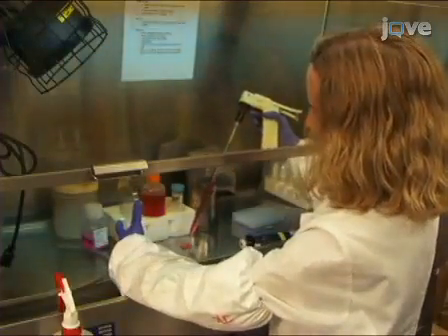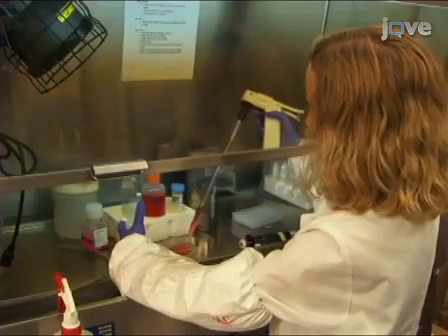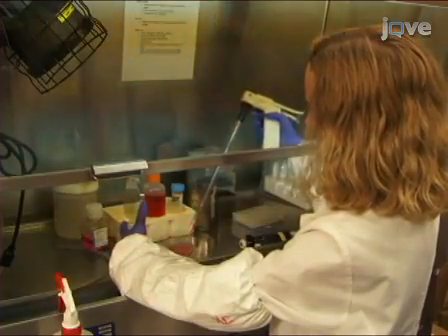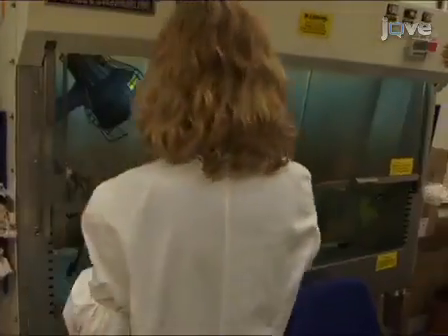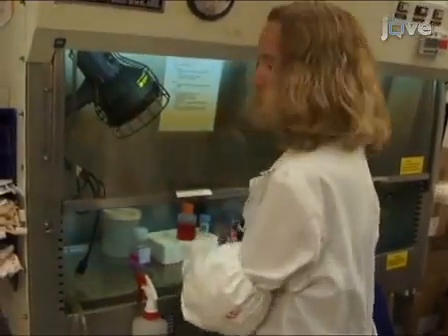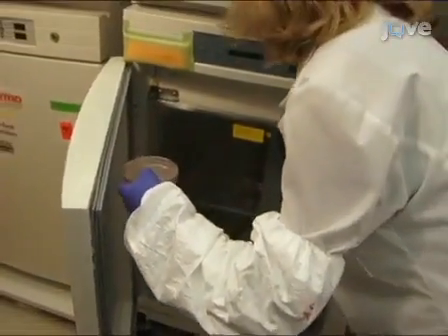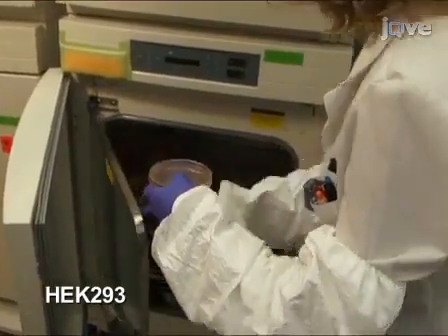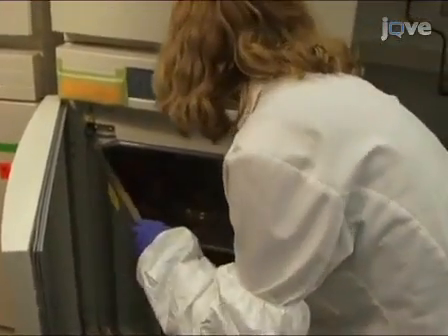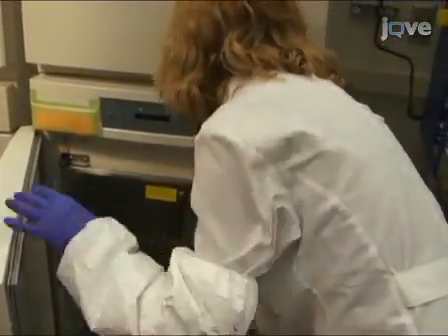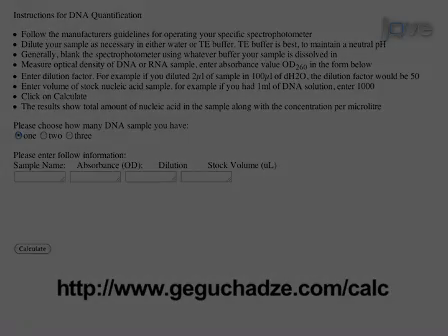The experimental manipulations in this section of the protocol are performed inside a tissue culture hood. 48 hours before beginning this procedure, seed 10 15 cm tissue culture dishes with human embryonic kidney cell line 293 so that the cells are 70 to 80% confluent on the day of transfection.